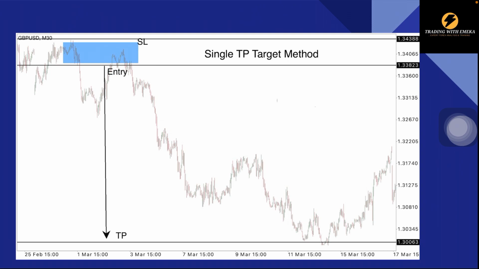So you need to have a balance of your take profit target, your risk to reward level, and your win rate. You need to know how to manage or balance that in order to be profitable, or else you'll just be stressing yourself and not seeing the result. Okay, so this is the single take profit target method.